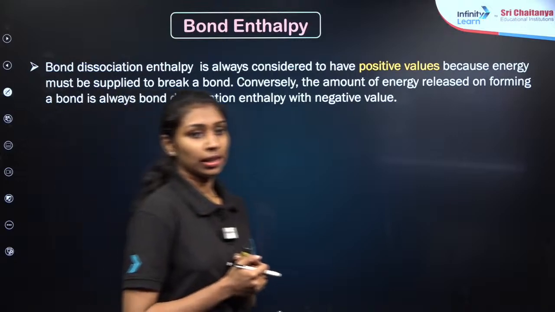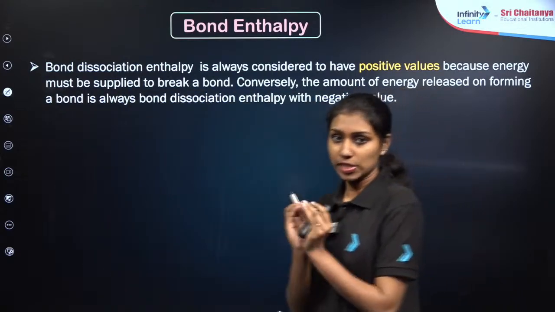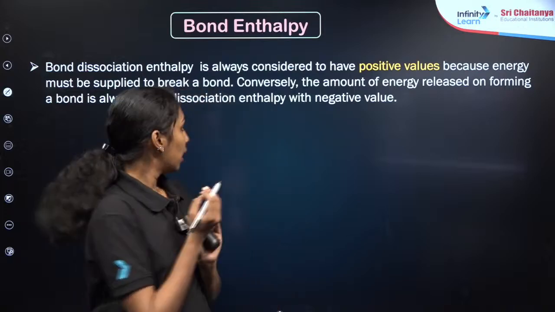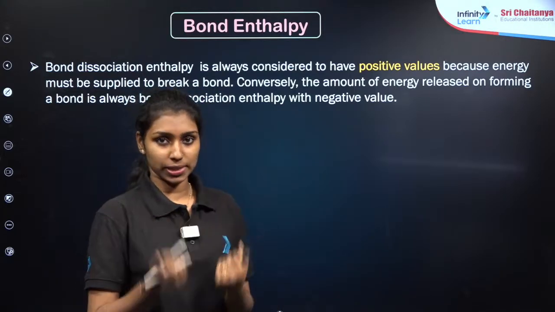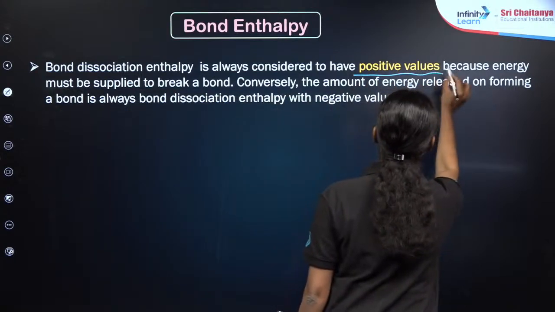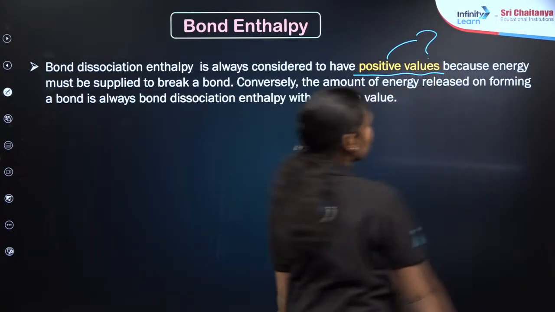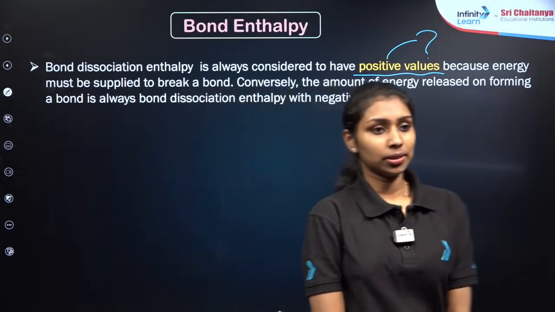Now I can say that the bond dissociation energy, which we can also call the bond enthalpy or bond energy, is used to dissociate the bond, right? So we can say that it is always positive. How will it become positive? Is there any chance for it to become negative?